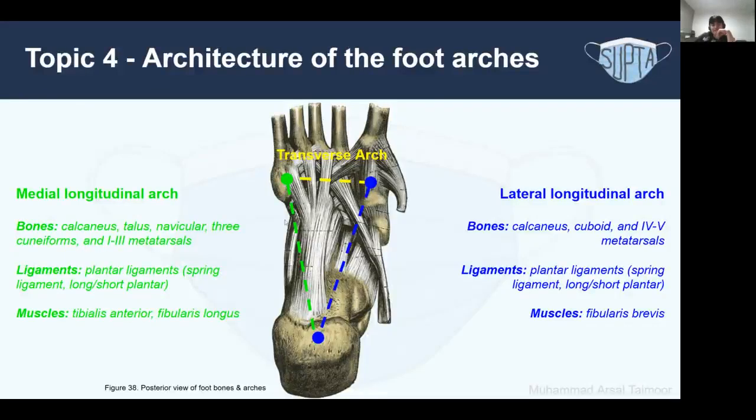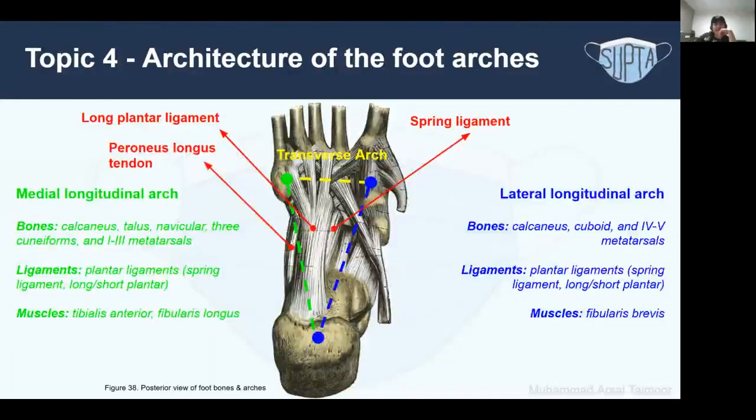I've created this arch here. If you were to visualize this and then see what bones go where, and then the ligaments as well, then you can understand what comprises each arch. The long plantar ligament is right here, and that's the spring ligament right there, and then the peroneus longus tendon right there.